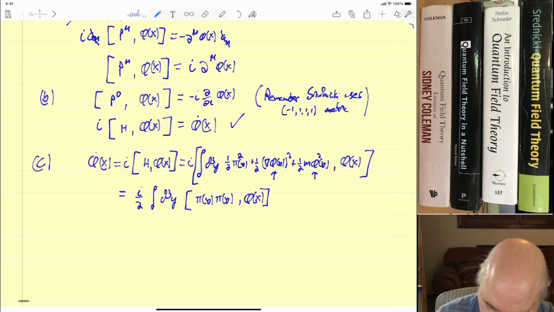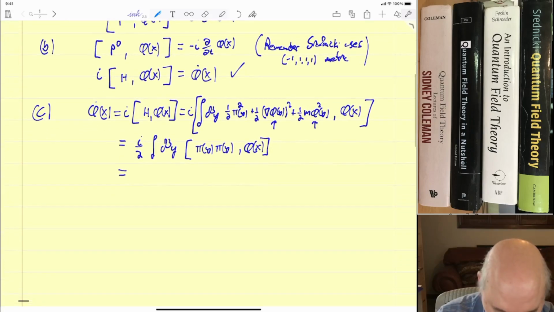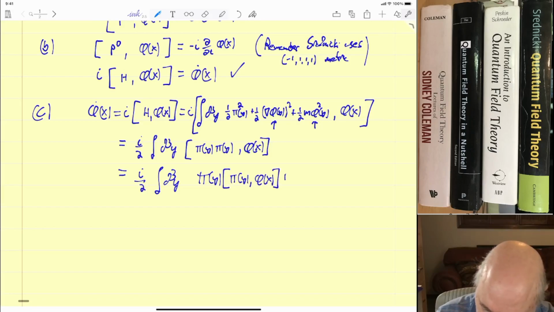Okay. And using the usual Leibniz rule for commutators, which is always very helpful, we get the commutator of pi of y with pi of y, comma, phi of x, plus the commutator of pi of y, comma, phi of x. Okay.